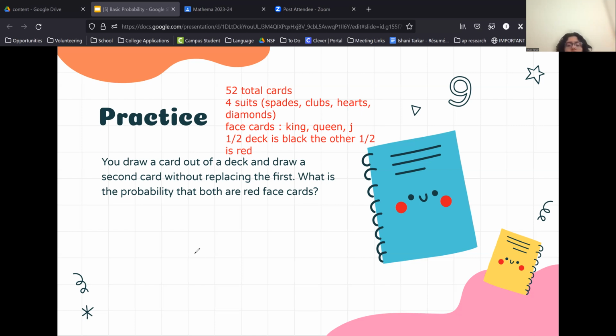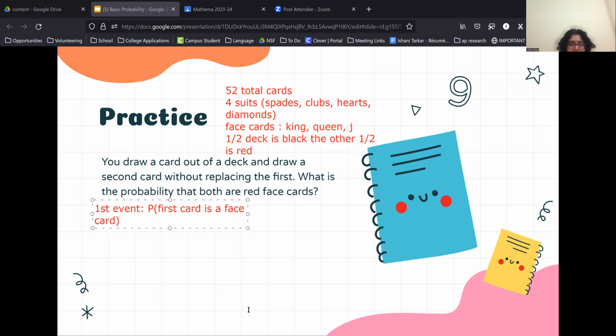Someone said they don't know what numbers to multiply. When you are doing this, you multiply the probability of the first event, which is the probability of drawing a card out of a deck that is a face card. Let me type this out. The first event is the probability that the first card is a face card.